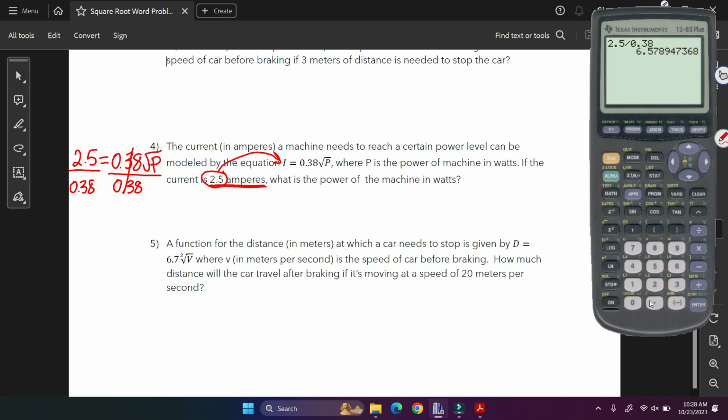So I'm going to round this to 4 decimal places to give us some precision. So that would be 6.5789. Okay. Now to solve for P, all we need to do is square each side.